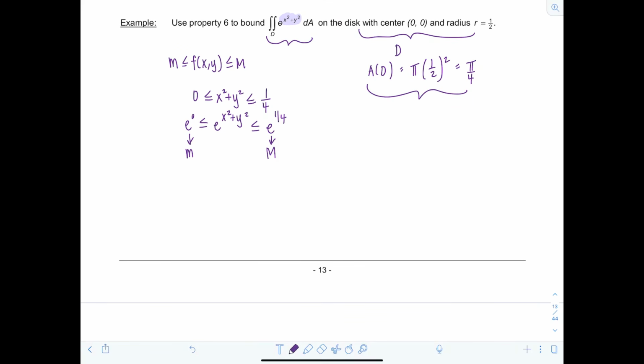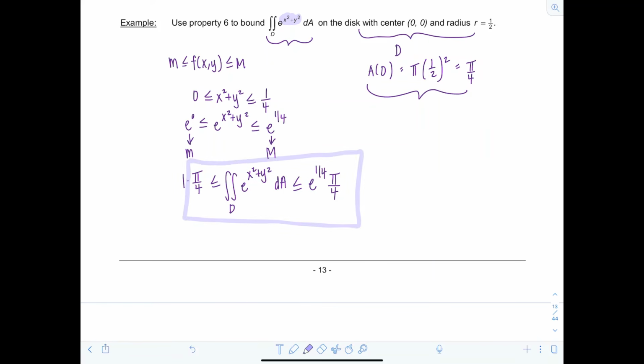Okay, so I'm going to multiply each of these by the area of D, which is pi over 4. I know e to the 0 is 1. So 1 times pi over 4 is going to be less than or equal to the double integral over the region D of e to the x squared plus y squared dA, which is going to be less than or equal to e to the 1/4 times pi over 4. And that's all they wanted us to do, was just bound the integral. We can't evaluate it just yet.